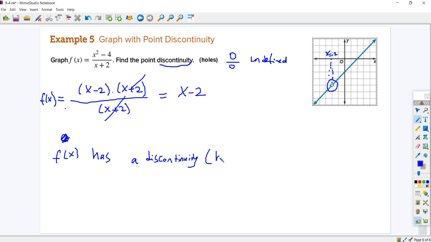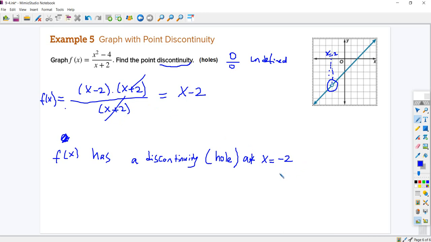Or the other way to say it, a hole. It might be more than 1, depending on how many times you simplify. We just did it once, that means we have only one discontinuity, only one hole. That's at x is equal to negative 2, because you check what you have simplified that makes this one equal to 0, right? So x is equal to negative 2.